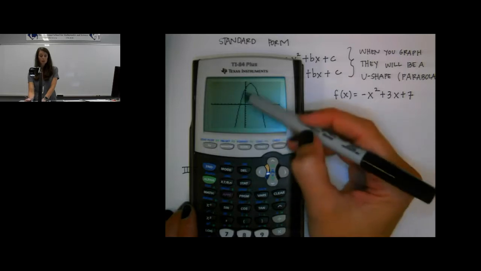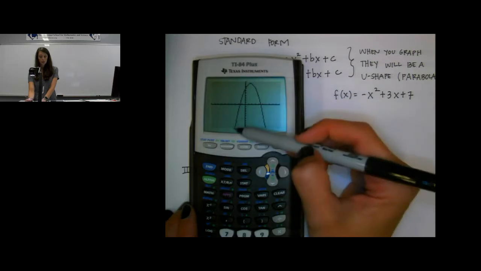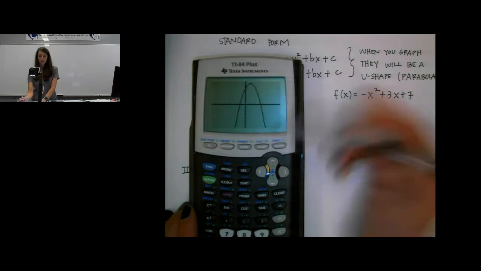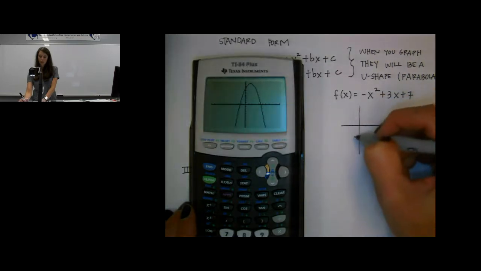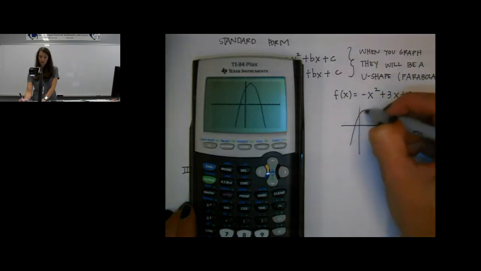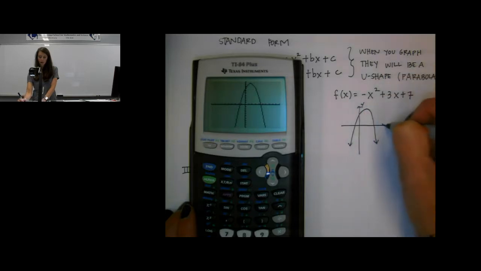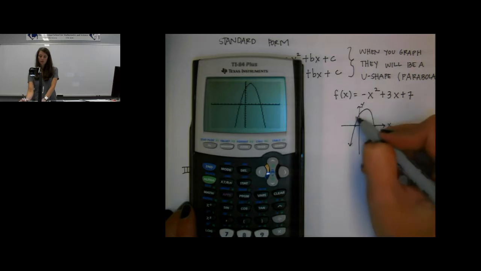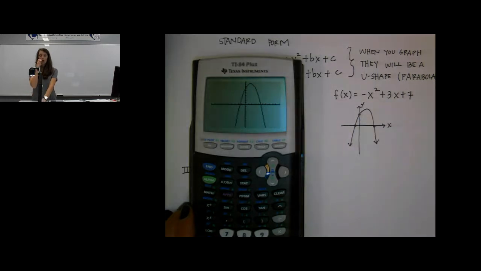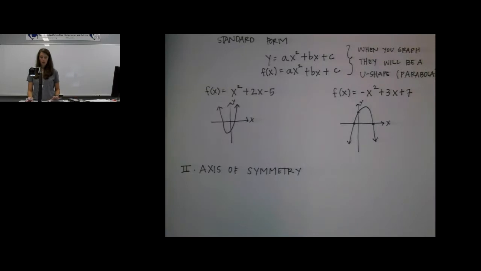It's opening down. It's a U-shaped graph, but instead of opening up like the other one, it's going to open down. It's also going to have x-intercepts and a y-intercept there. All these little spots are your x-intercepts, and then it crosses the y-axis there. So now you see this, and you know what a graph of a quadratic is going to look like.